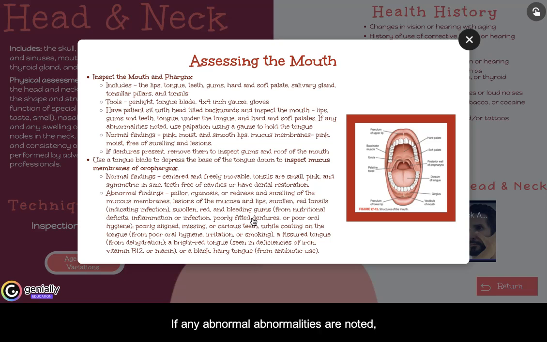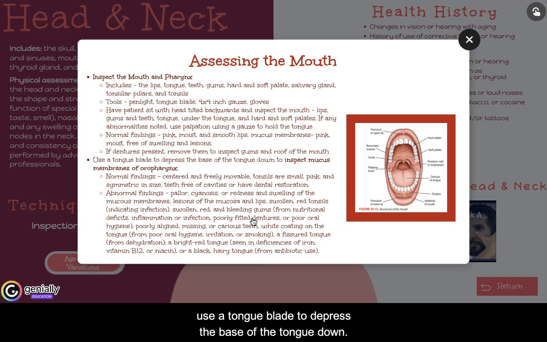If any abnormalities are noted, use palpation, using the gauze to hold the tongue down. Normal findings will be that it's pink, moist, smooth lips. Mucous membranes are pink, moist, free of swelling and lesions. If there are any dentures, remove them to inspect the gums and the roof of the mouth. Use a tongue blade to depress the base of the tongue down to inspect the mucous membranes of the oropharynx.